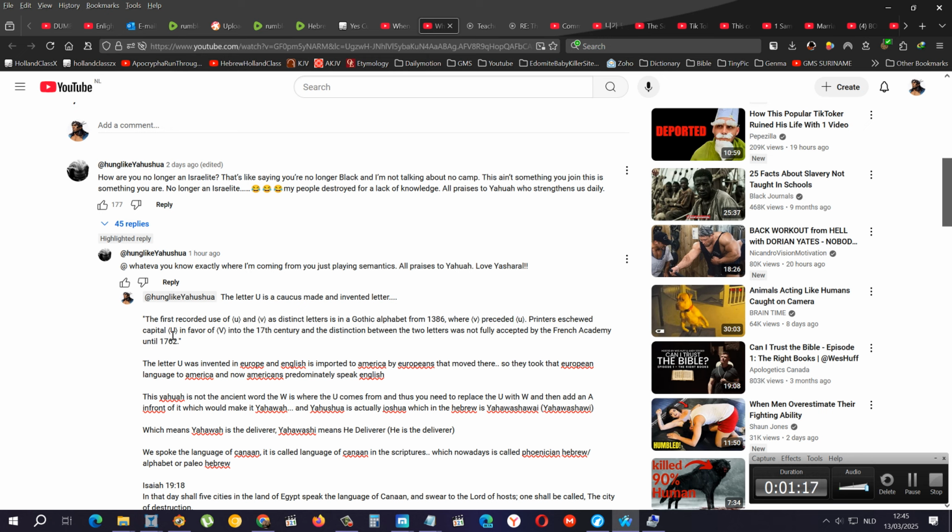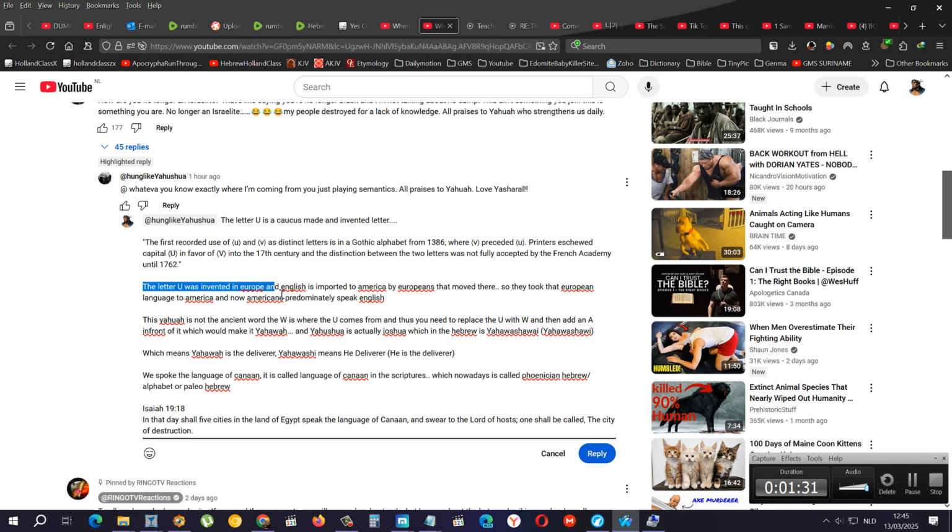Printers eschewed capital U in favor of V into the 17th century, and the distinction between the two letters was not fully accepted by the French Academy until 1762. The letter U was invented in Europe, and English was imported to America by Europeans that moved there. So they took that European language to America, and now Americans predominantly speak English. Yeah, because you have Spanish and stuff like that. But those are the Roman Latins. That's another Edomite language. English is not Edomite, by the way.